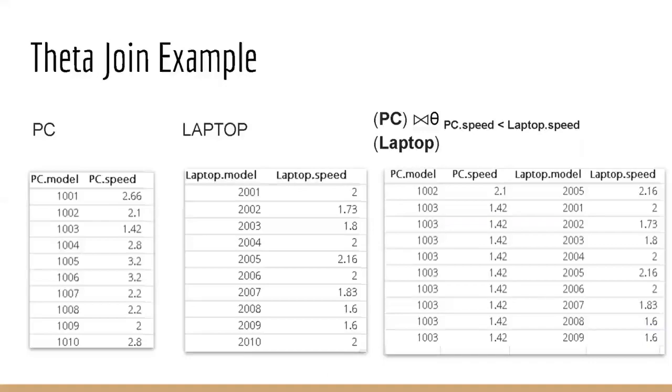Let's take a look at PC model 1001. And let's check our laptop relation if there is a laptop that is greater than 2.66. There is none. How about model 1003 with speed of 1.42? The laptop model 2001, 2002, and 2003, and so on, have a speed that is greater than 1.42. So those tuples are included in our theta join. 2001, 2002, 3, 4, 5, 6, and so on.